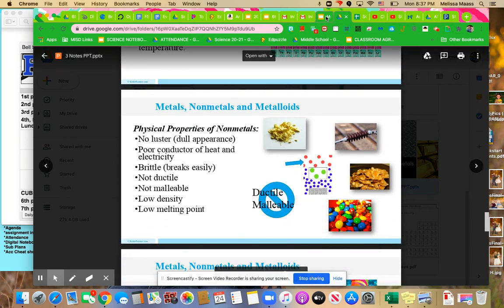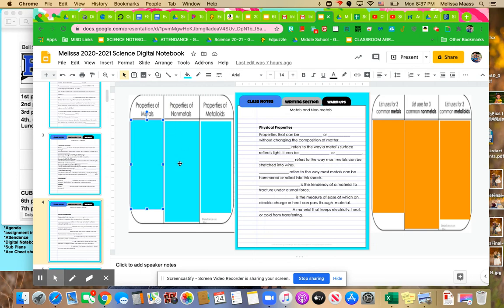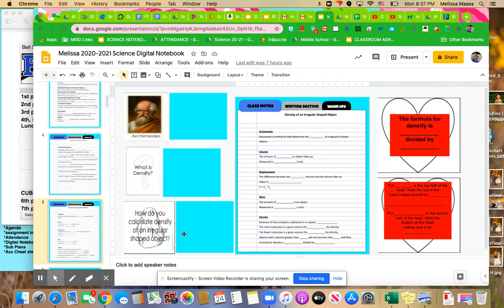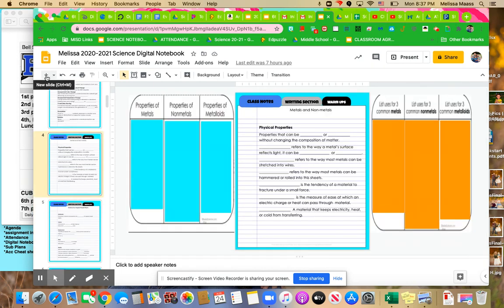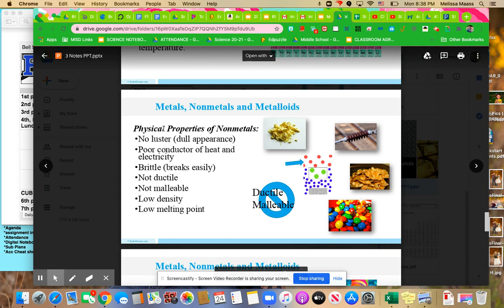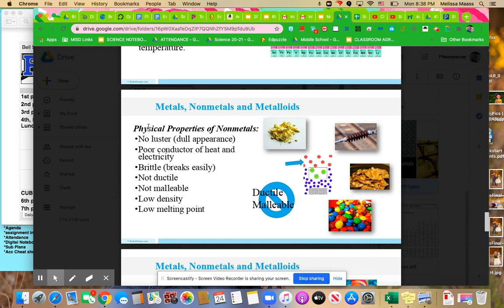Again, pause, and you might want to fill in the notes here. If you ever need more room, you can add a slide. You can click here and add a slide and continue your notes if you want. It's really easy; you just have to think outside the box about how you want to do your notebook. But on the video, once you're done filling in your notes, then listen to the properties of nonmetals.